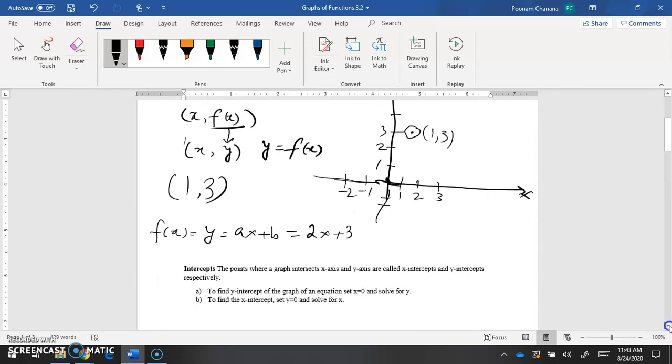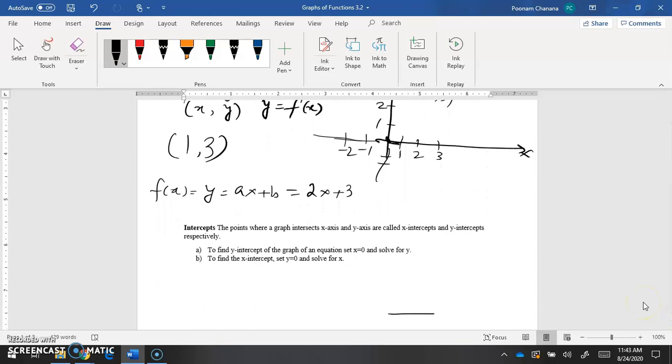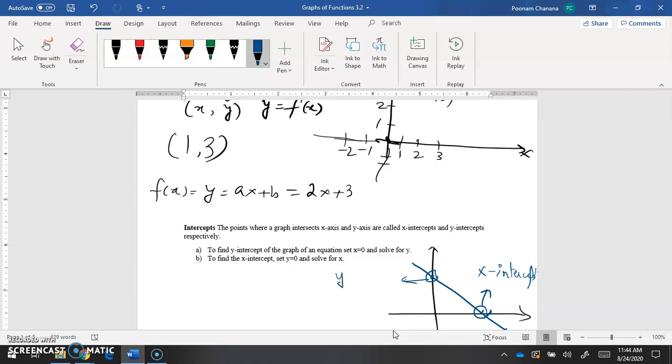What are intercepts? If we have any graph, suppose this is our x-axis and y-axis, and suppose this here is my graph of the function, some function. We are talking about linear, so I drew a straight line. It intersects x-axis and y-axis at some points. Those points are called intercepts. The point where it meets x-axis is called x-intercept. The point where it meets y-axis is called y-intercept.